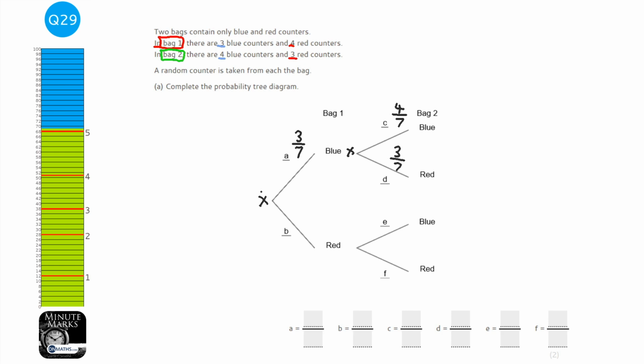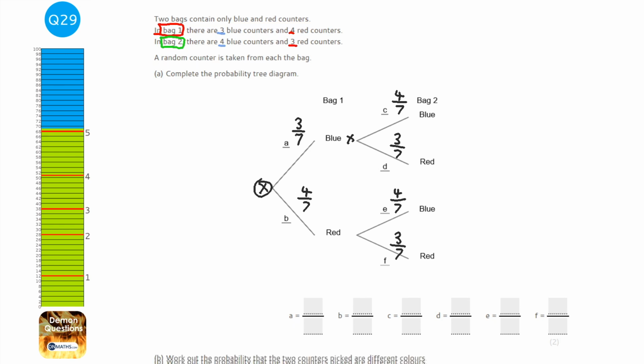Now let's go all the way back to the start, and let's pretend we picked a red from bag 1. Let's have a think. What's the probability? Well, there's 4 red and 7 in total. And a blue from bag 2, well, that would stay the same, wouldn't it? Because there's still 4 blues and there's still 7 altogether. And there's 3 reds and 7 altogether. And that would be enough to get you full marks.